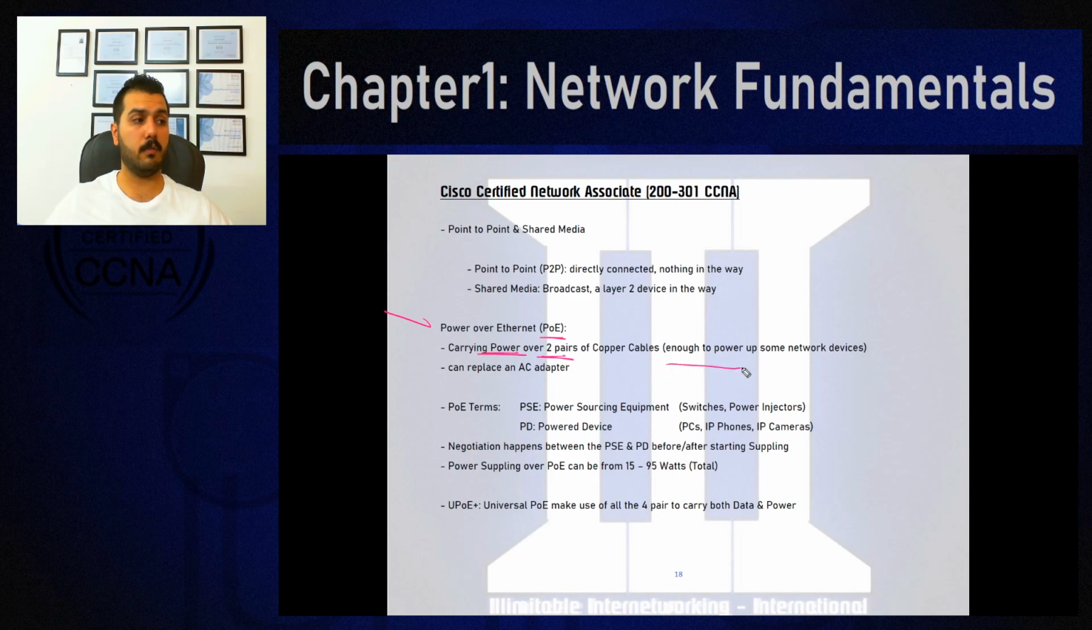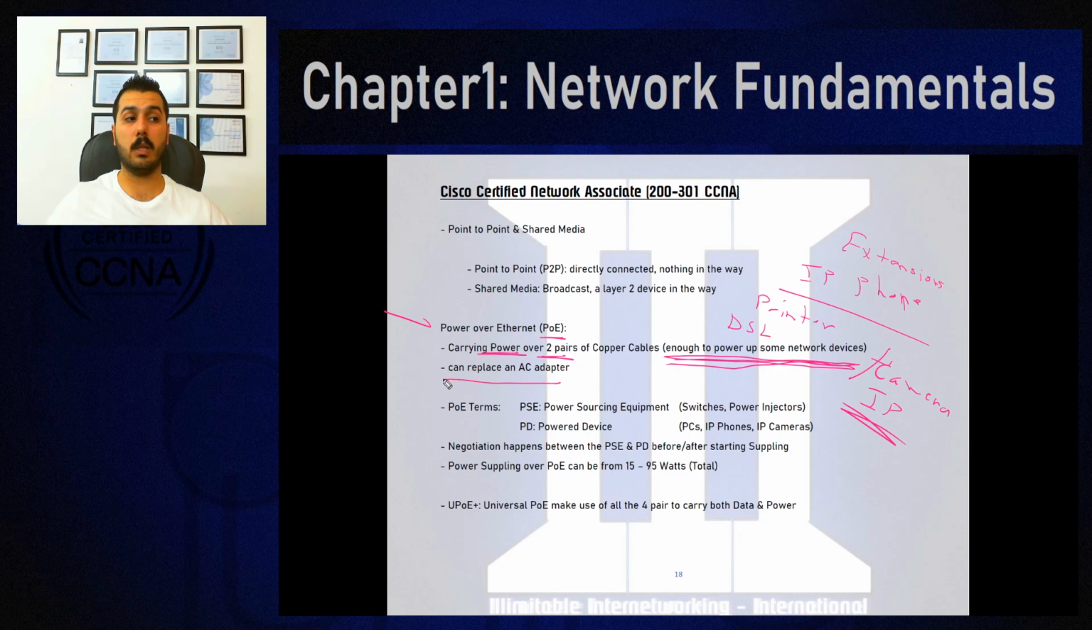This is enough to power some network devices in these 2 pairs, like what is called an IP phone, which some call extensions, or some printers, your house DSL modem, or some type of camera that is called an IP camera. You can connect an Ethernet cable to this camera to carry the data of the video alongside the power.